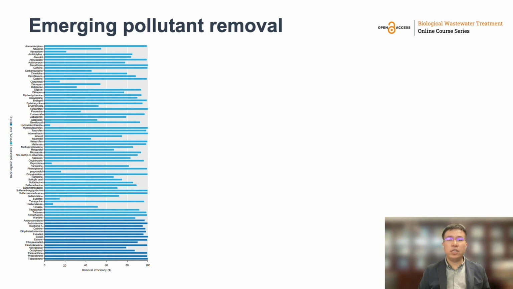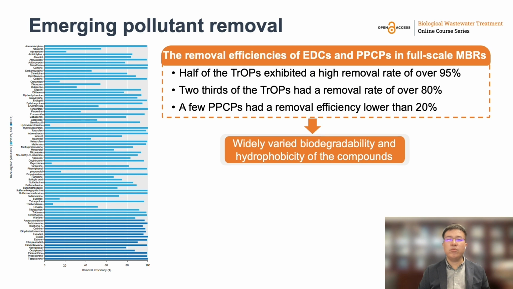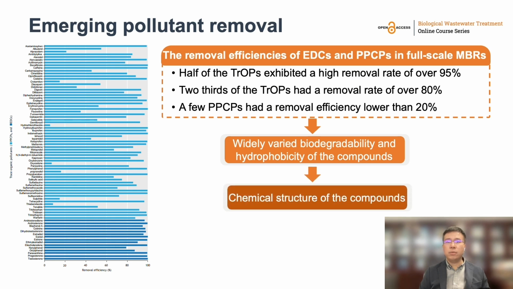The removal efficiencies of EDCs and PPCPs in full-scale MBRs are shown in the figure. About half of the TROPs exhibited a high removal rate of over 95%, and two-thirds of them over 80%, whereas a few PPCPs are lower than 20%. The large variability in the removal performance was attributable to the widely varied biodegradability and hydrophobicity. Both of them stem from the chemical structure of the compounds.